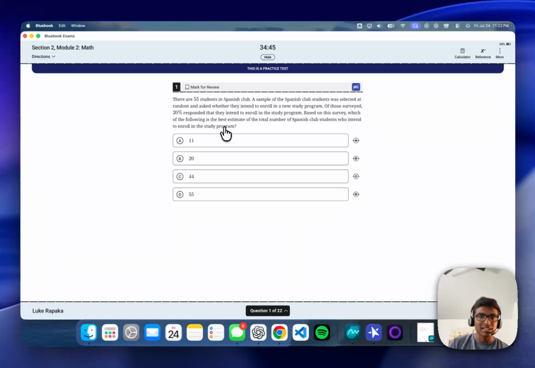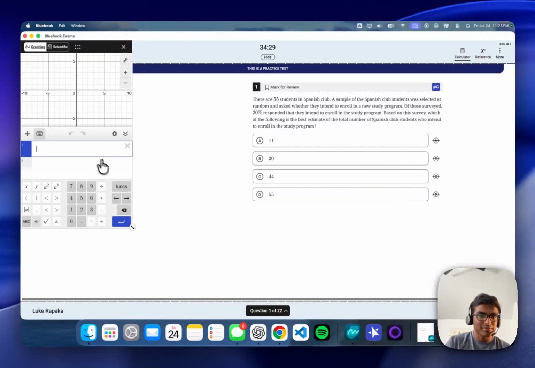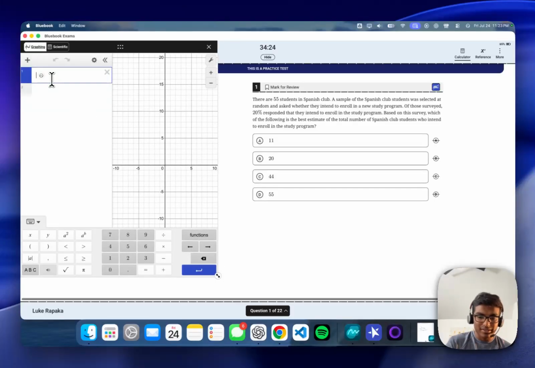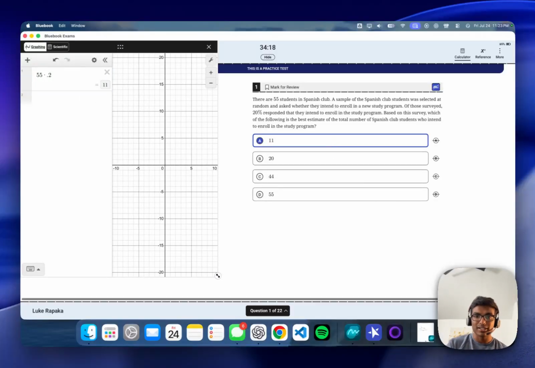Those responded 20% responded they intend to enroll in the study program. Okay, so intend to enroll is 20%. So again, let's get this calculator up. 20%, 55. All we need to do is 55 times 0.2, 11. So that's the amount of people who intend to enroll, just 20% of that.